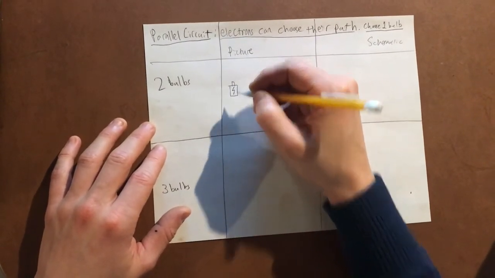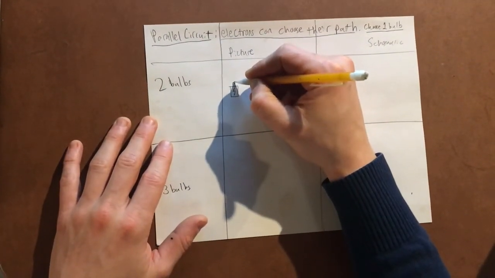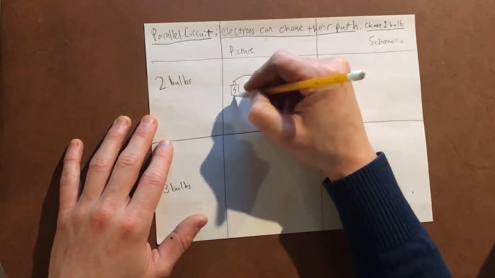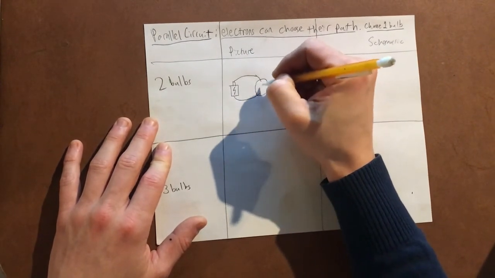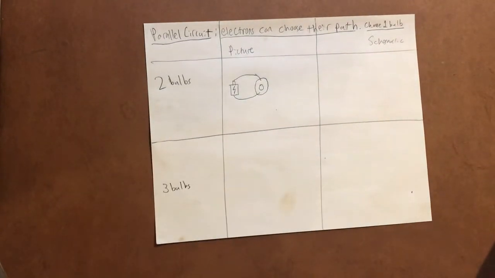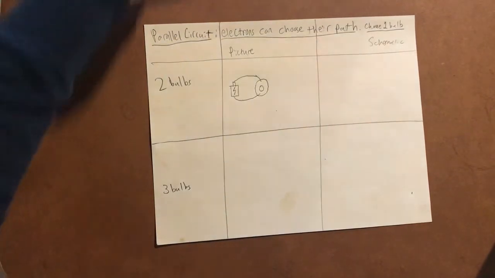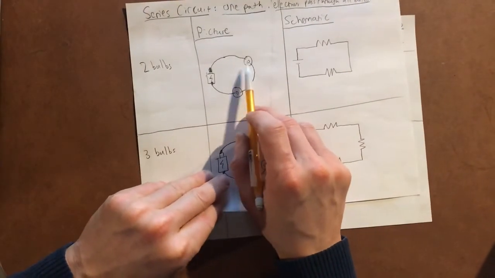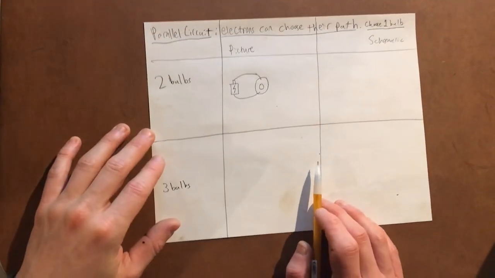So let's start with our little drawing of the battery. This is my picture. It's not my schematic, so it's just going to be my artistic rendition here. All right, and for two bulbs, our first bulb is going to look like this. Now, how do you think for a parallel circuit that the second bulb is going to be connected? All right, it's not one after the other. That's what series circuit is, one after the other. Parallel is side by side.